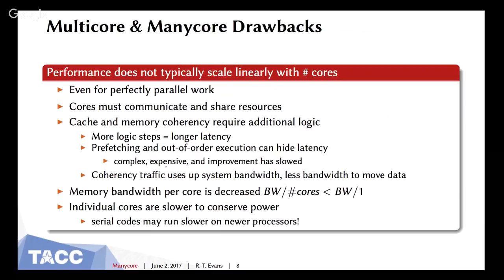And so the memory bandwidth, I think I just mentioned that in the previous slide. They're all sharing the same memory bandwidth pipes, so the memory bandwidth per core is reduced. There's contention. And these cores are running slower because they want to put more cores on the chip, so their frequency is less. So if you have a serial program that only runs on 1 core, there's a good chance on the newer chips it's actually going to run slower. And that's not what a lot of people expected.